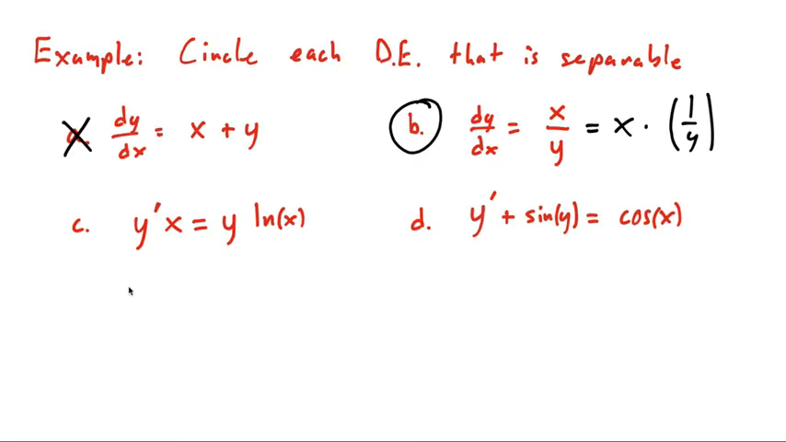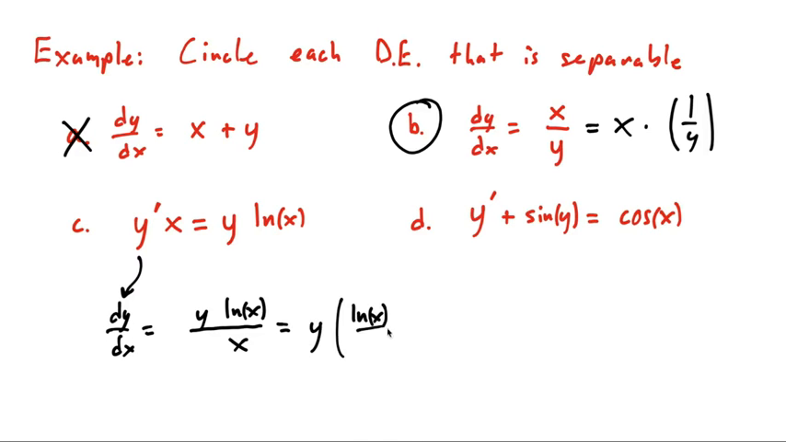For letter C, we must rearrange it before we can recognize that it's separable. We can rewrite the y prime as dy over dx, divide both sides by x, and we have y times the natural log of x divided by x. This can be expressed as y times the natural log of x divided by x. And once again, we have dy over dx equals a function of x times a function of y. So letter C is separable.